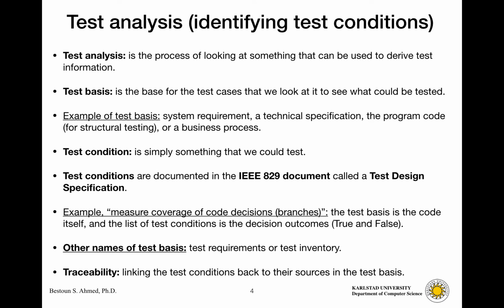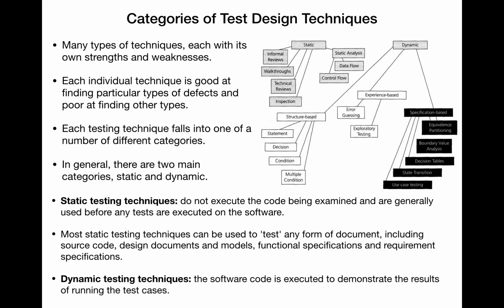Traceability is to link the test condition back to the source. Sometimes you have a test case and you want to see where this test case is running inside the code, so you trace this test case. Now this is very important.